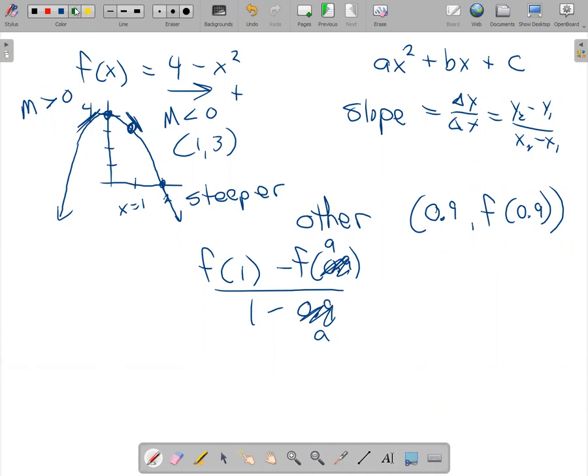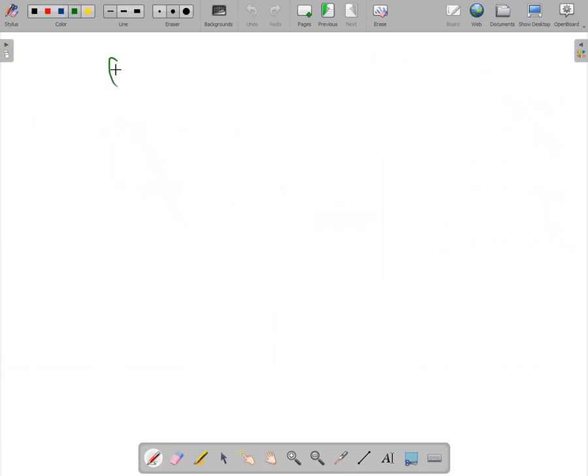So what is f of 1? There we go. I'm going to take this f of 1 minus f of a, divided by 1 minus a, and see what happens. F of 1 means plug in 1 to the equation. The equation was 4 minus whatever x is squared.